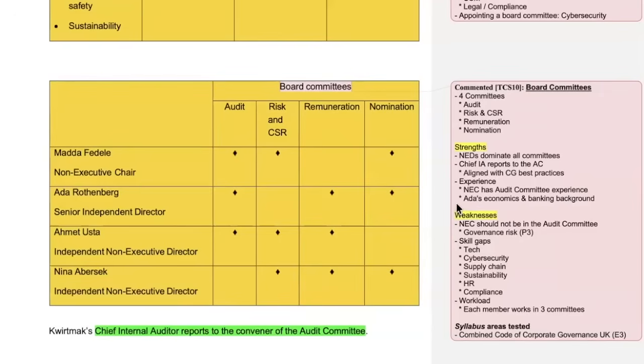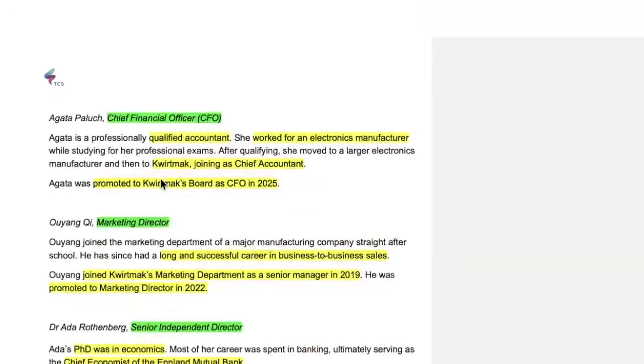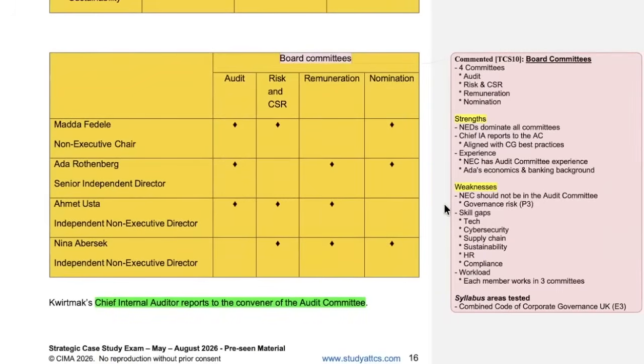And in terms of experience, the non-executive chair, as per what's highlighted in this part of your pre-seen document, which I've evaluated in here, I don't have time to take you through all this information. So as per the information presented in this pre-seen, the non-executive chair has audit committee experience, so that's something good to have.